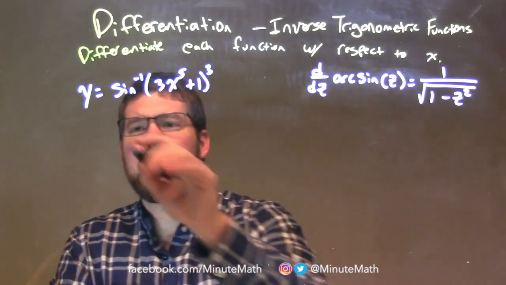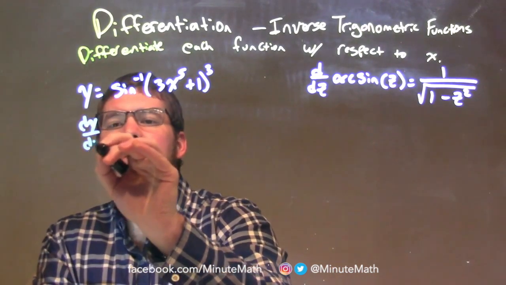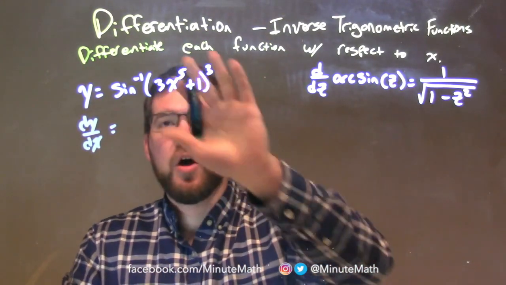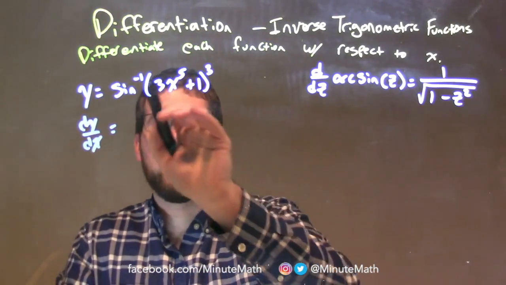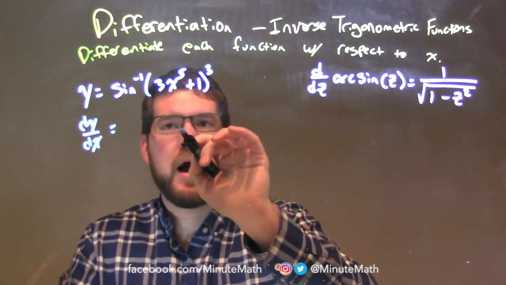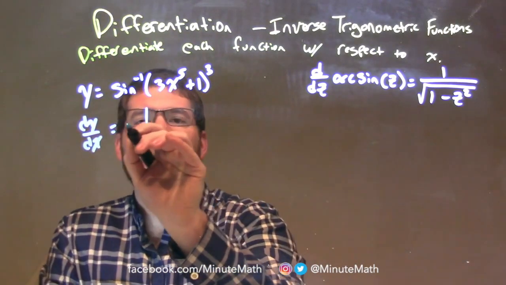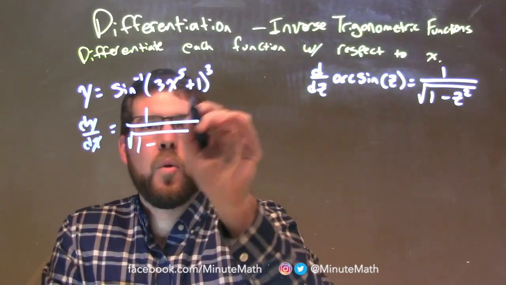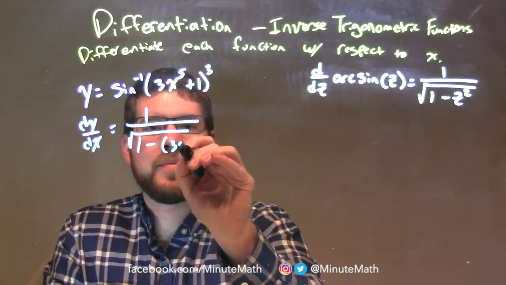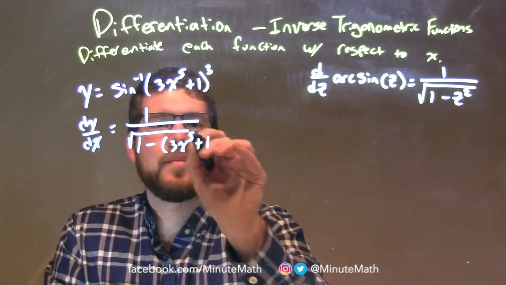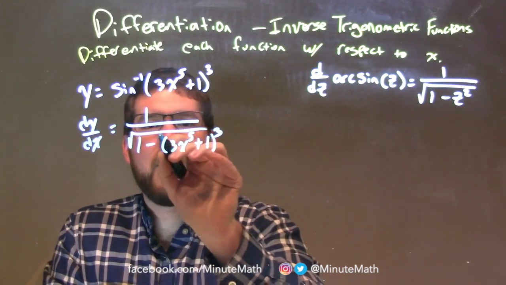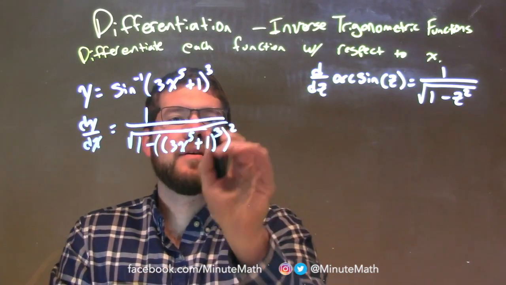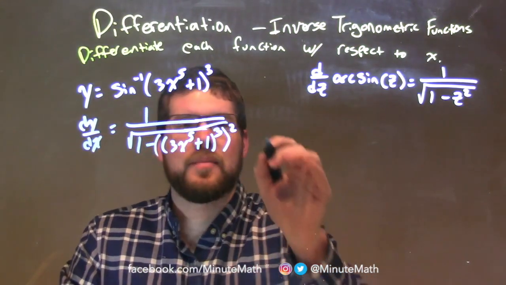Okay, so by taking the derivative, dy/dx here. All right, our first rule is that we're going to take the arc sine of all of this. So remember, we're taking the arc sine of everything here, including that third power. Okay, so we have 1 over the square root of 1 minus all of this, right? (3x to the fifth plus 1) to the third power. All of that is going to be squared. Okay? Kind of extending those bars there.